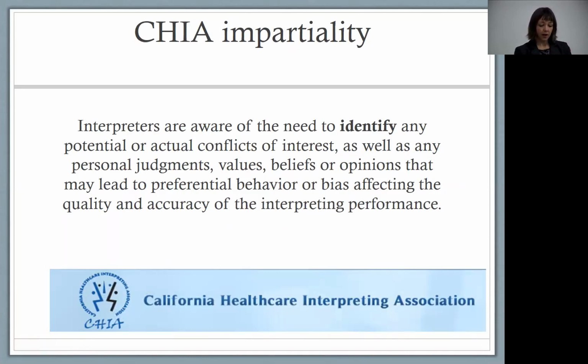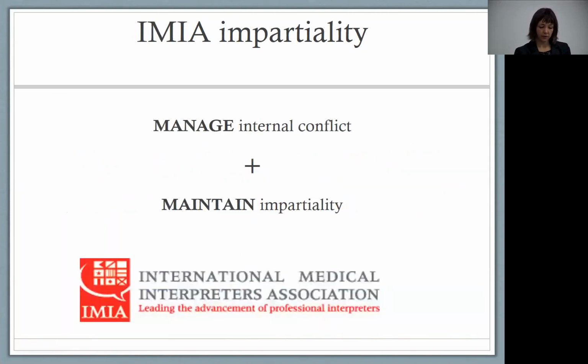So then we have the California Healthcare Interpreting Association. They're going ahead and even being more practical with what they're saying. So interpreters are aware of the need to identify any potential or actual conflicts of interest, which we saw in the other one as well, as any personal judgments, values, beliefs, or opinions that may lead to preferential behavior or bias affecting the quality and accuracy of the interpreting performance.